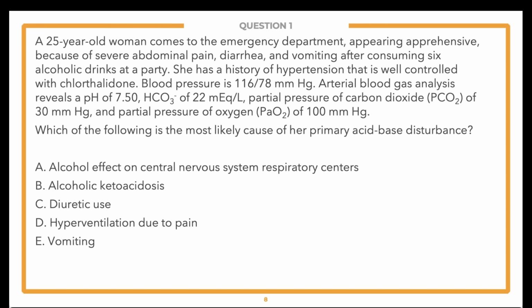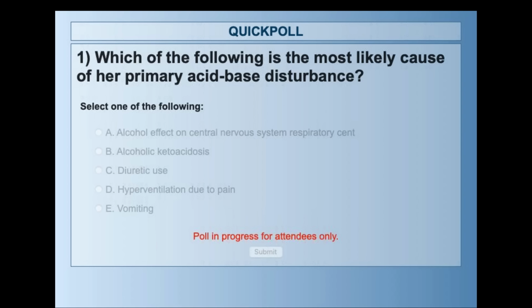Okay, so you've got all of the answer choices there in front of you. Let's go ahead and launch the poll and let us know which of the following is the most likely cause of this patient's primary acid-base disturbance. That first answer is alcohol effect on central nervous system respiratory centers. Got a character limit here in GoToWebinar.